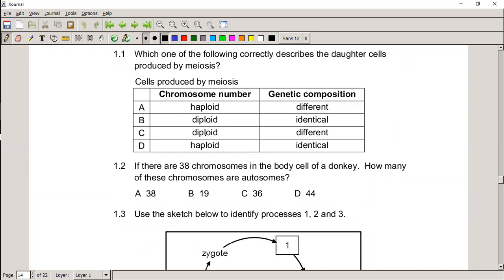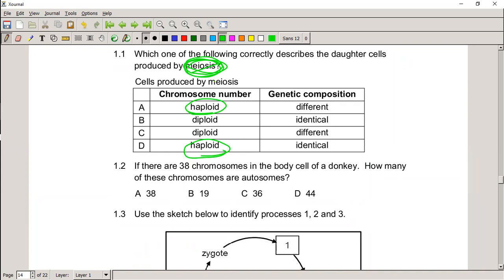Okay, so which one of the following correctly describes the daughter cells produced by meiosis? I want you to be very careful of this question. They try to trick you sometimes. Here they say meiosis, and you're assuming that because it's matric, we're only going to discuss meiosis. But sometimes they fool us, and instead of saying meiosis, they say mitosis. But in this case, they did say meiosis. So I'm looking for haploid. We're going from diploid to haploid during meiosis. That's why we also call it reduction division. And so I want you to make sure that whatever answer you're giving is going to be haploid. So there's a haploid over there and there's a haploid over there. So it's either A or D.